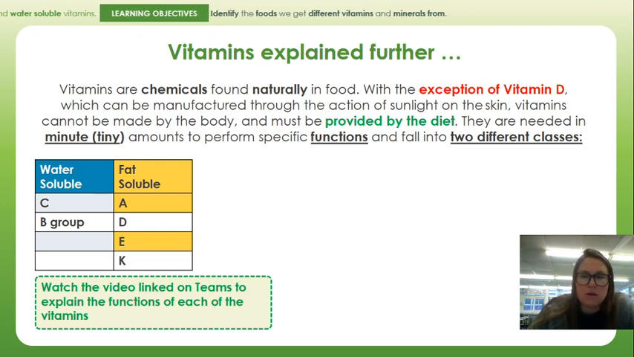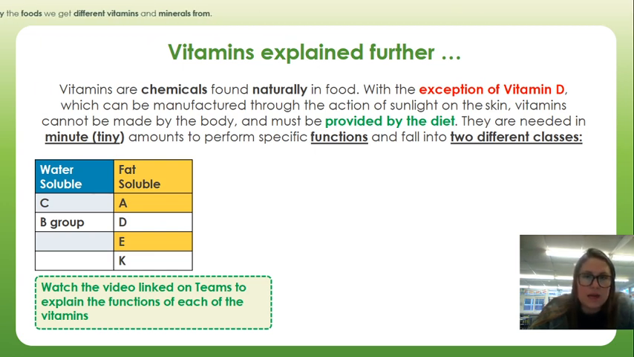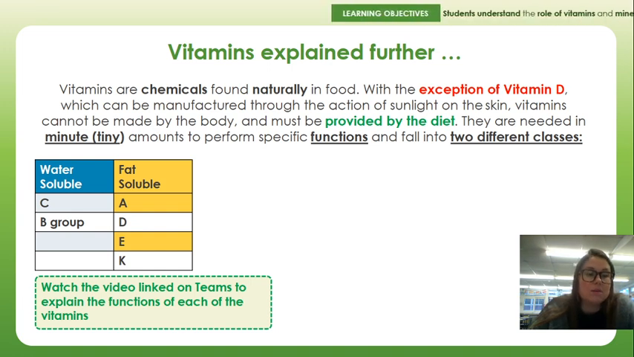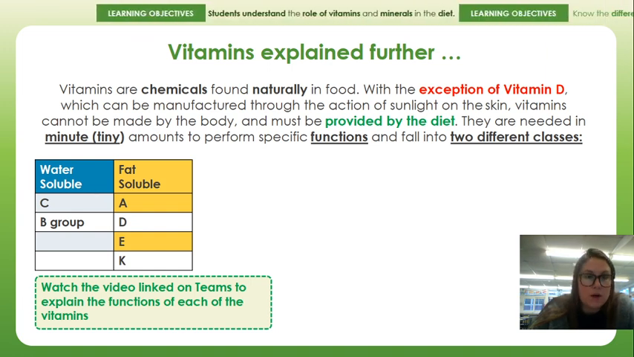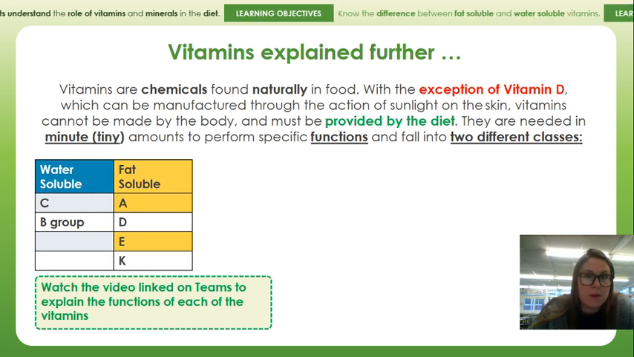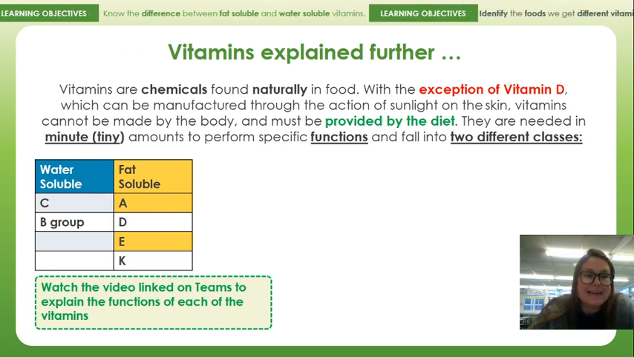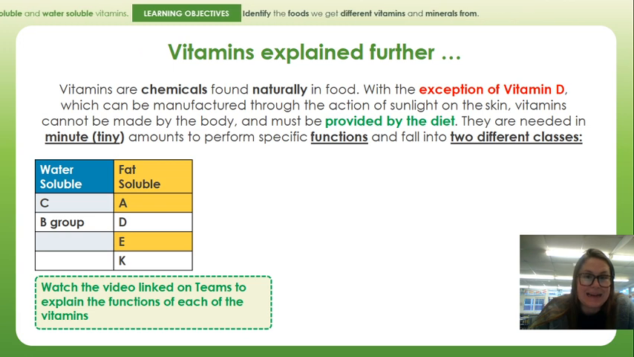As we looked at on the previous slide in terms of the two categories, you have water soluble, which are vitamin C and the vitamin B group, and then fat soluble are the remainder of the vitamins. You have vitamin A, D, E and K.